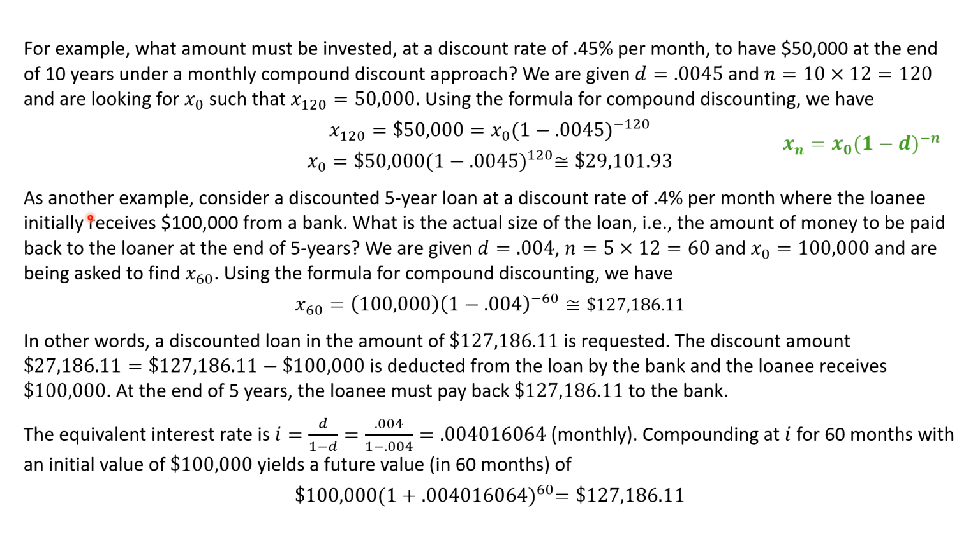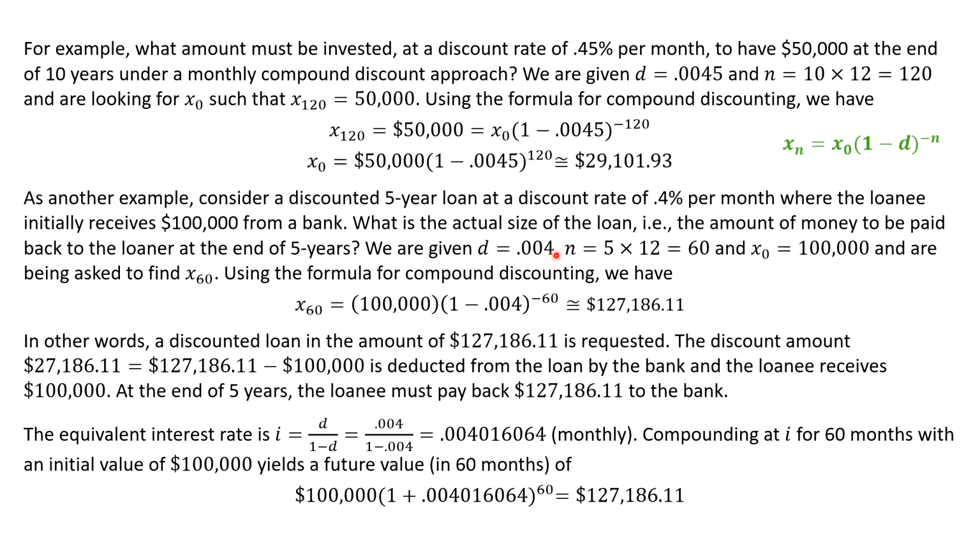So let's look at another example. Consider a discounted 5-year loan at a discount rate of 0.4% per month, where the loanee initially receives $100,000 from a bank. And the question is, what is the actual size of the loan, i.e. the amount of money to be paid back to the loaner at the end of 5 years?